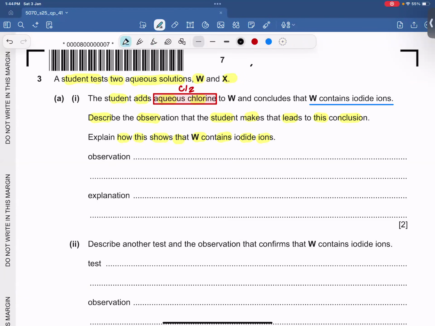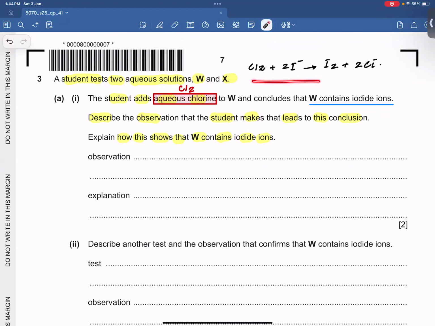When we have iodide in W and you treat it with chlorine, chlorine has a higher reactivity, so it can displace iodide ions into iodine and convert itself into chloride. This is called a displacement reaction, also called a redox reaction. When iodine is formed, you will get a brown solution. The observation is a brown solution.